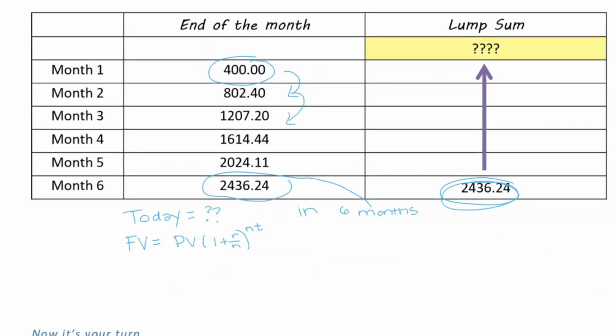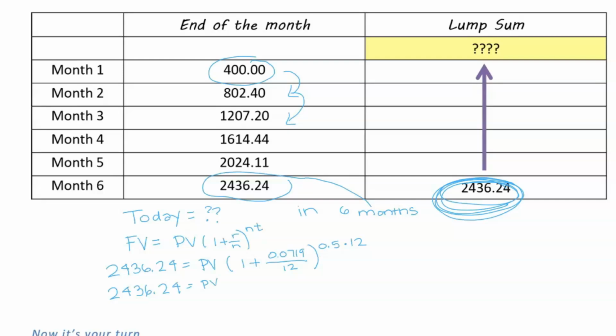So we have our formula. Here is the future value, $2,436.24. We don't know the present value, the amount we're going to invest to start with, but we do have the rate and the number of compoundings in a year. And we have the length of time, which is 6 months or half a year, times the number of compoundings in a year.